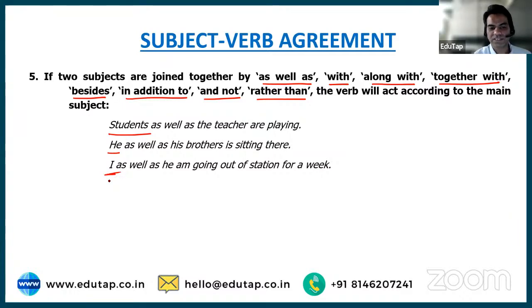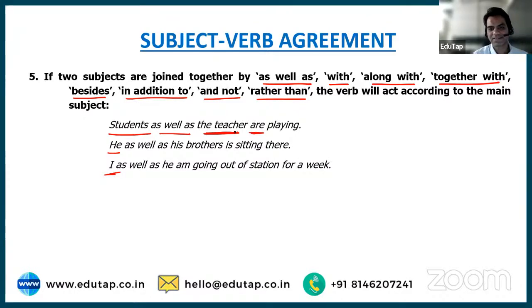So, students, as well as the teacher. Now, we usually have the tendency of looking at the closest noun, but the closest noun will only be seen with these words: or, either or, neither nor, none but, and not only but also. Remember that? But for any other conjunction, you will only look at the first noun. Students, as well as the teacher, is playing or are playing?